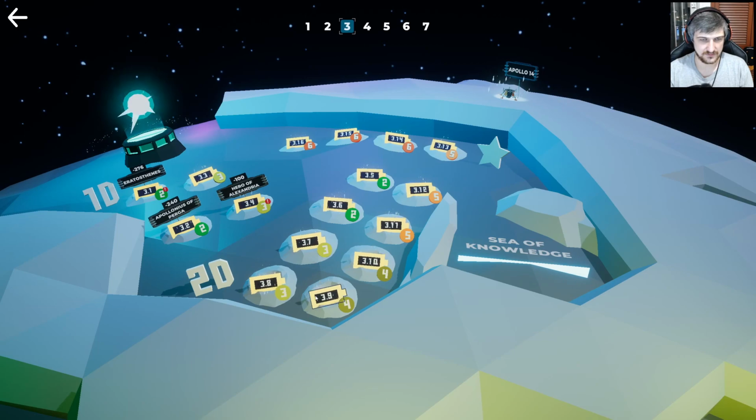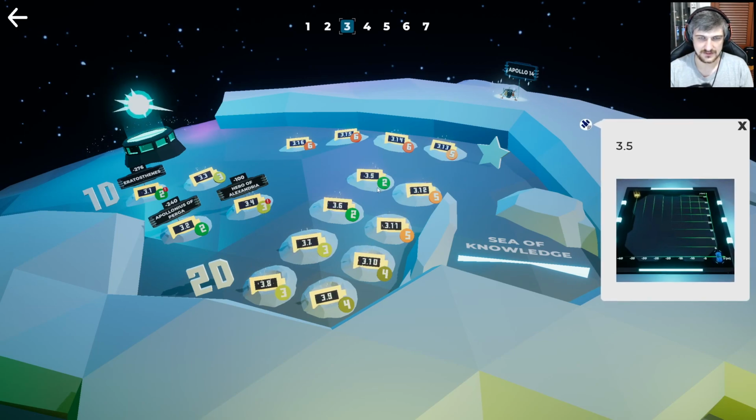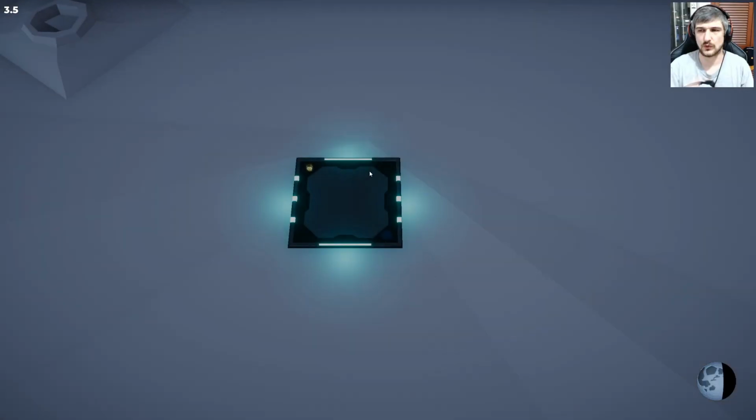Okay, 3.5, where are you? There we are. Difficulty 2. We're going back down a little bit again now. We're going up at an angle. I think we've just got to do one thing at an angle.